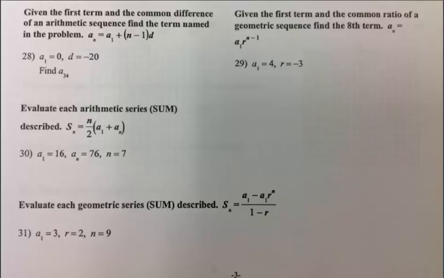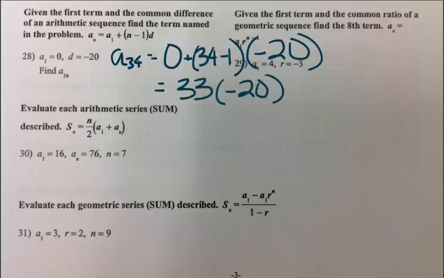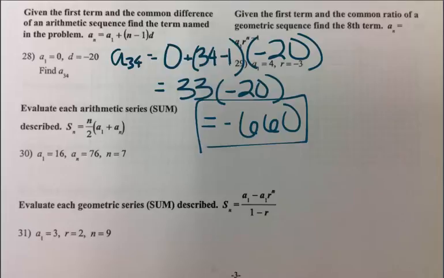Like 28. It says A sub 34, the 34th term of this sequence that started at 0, and it looks like I added -20 every time. So if I need to find the 34th term, that means I must have added 34 minus 1, -20s. I subtracted 20 33 times. So the 34th term is really 33 times -20. We type it into our calculator. Out pops -660. That's all we need. It's a straight calculator problem.